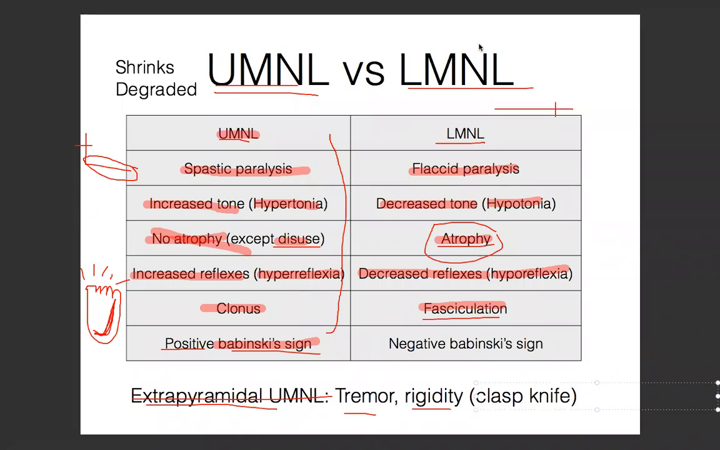So basically زي المطوة, have you ever seen a pocket knife? When you're trying to close it, في البداية, there's resistance. And then there's no more resistance and you can close it. ده بنسميه clasp knife rigidity. And it's a sign of upper motor neuron. Did you guys understand the concept of clasp knife rigidity, or do I repeat it?